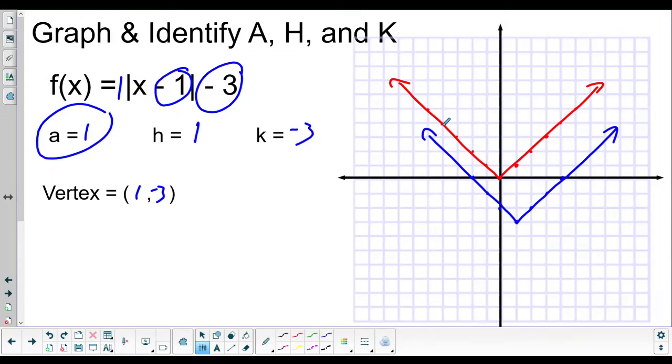So I encourage you, please take advantage of the Desmos graphing calculator. It will help you so much with this lesson.